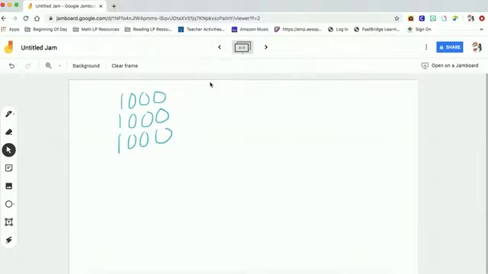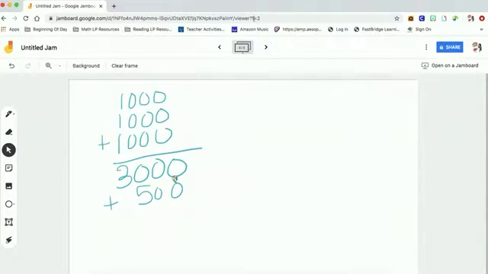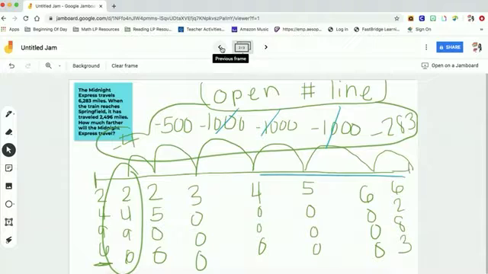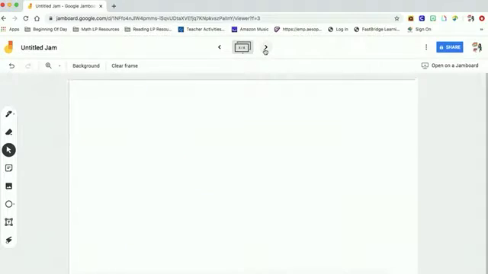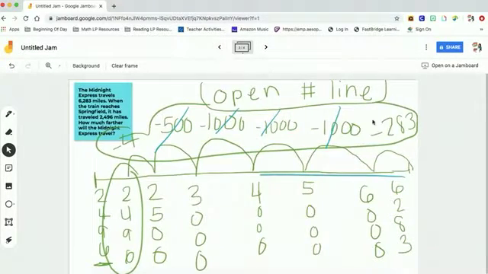So I am going to first do my thousands. I know that 1,000 plus 1,000 plus 1,000 equals 3,000. And now I'm going to add my 500 from this line. Lots of back and forth, sorry about that. 3,000 plus 500 I know equals 3,500.